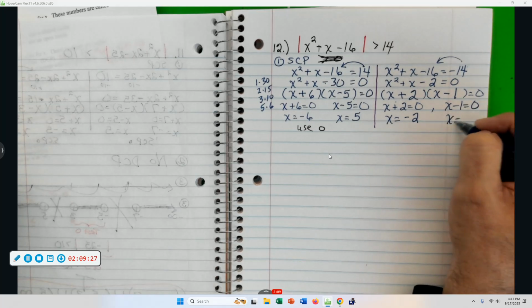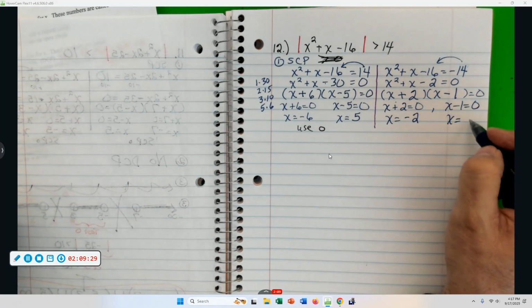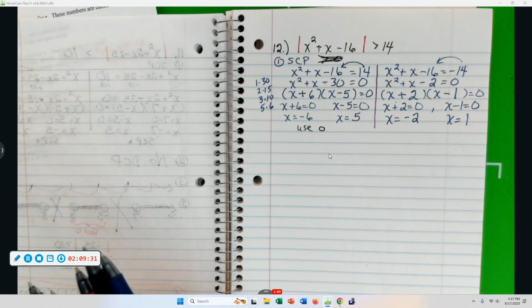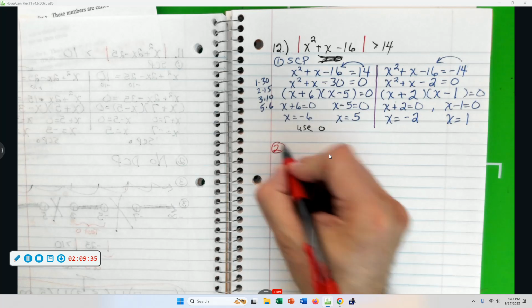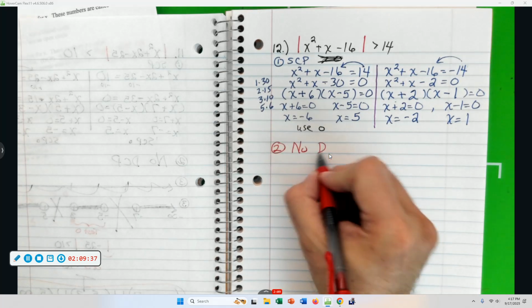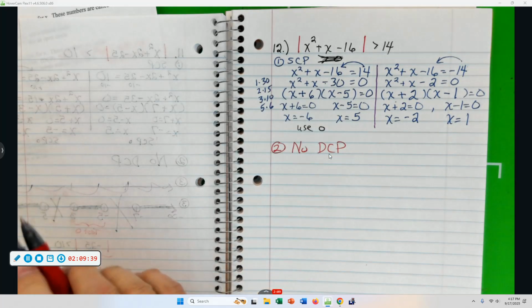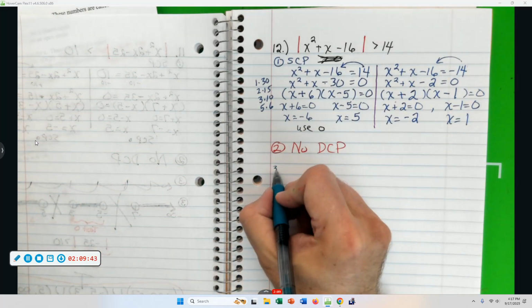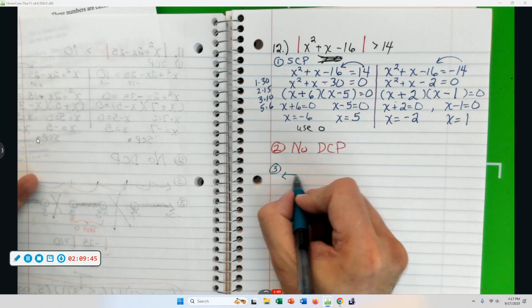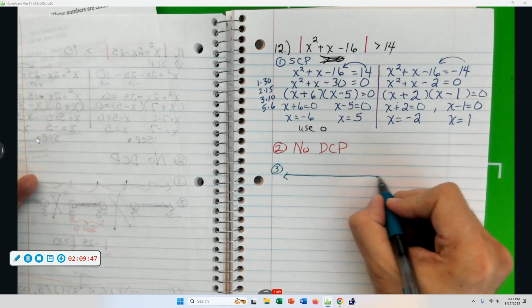And x equals, what's my last cut point? Positive 1. And once again, they're all open circles. And there's no denominator cut points because there's no what? No fractions. So you can't have any denominator cut points if there's no fractions.